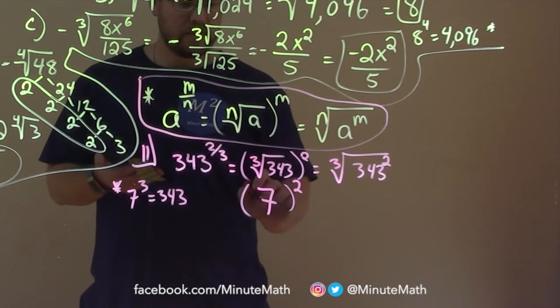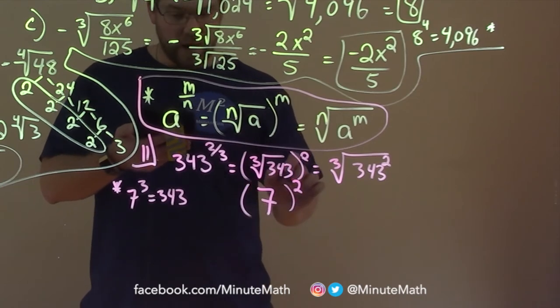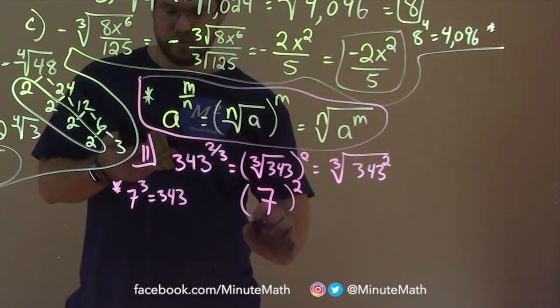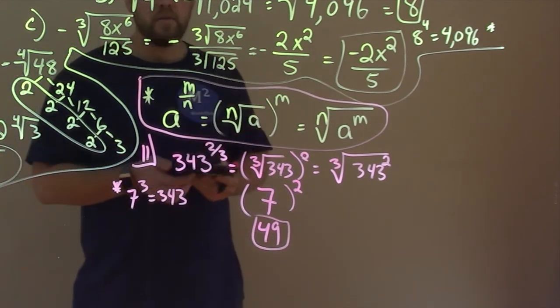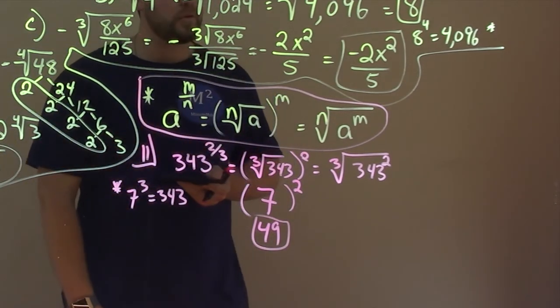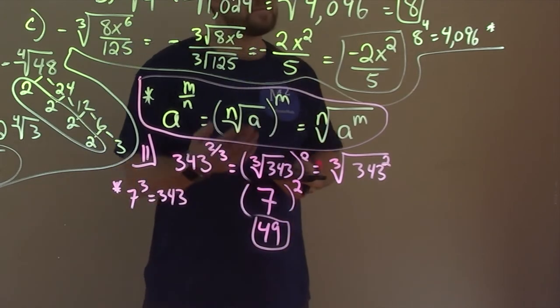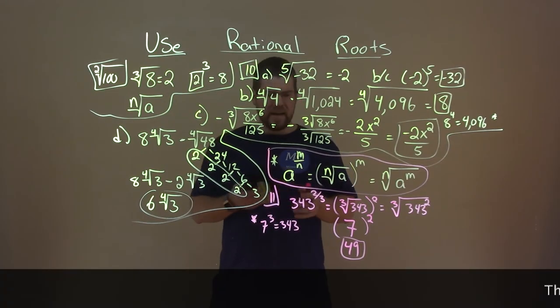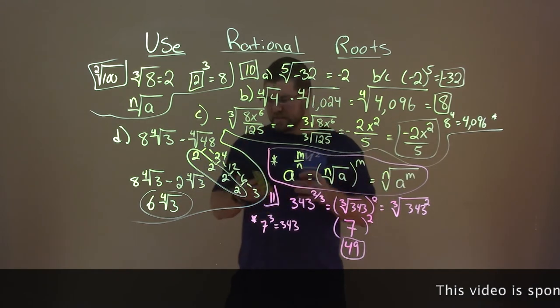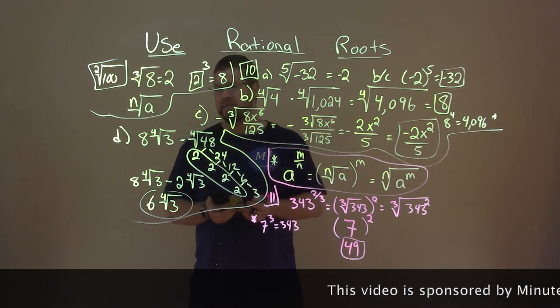And then we still have that squared here. So we're kind of working down. We have 7 squared, and 7 squared is just 49. So this wasn't actually too bad because we knew our rule. This 343 to the 2/3 power ends up being just 49 as our final answer. So sometimes these rules can help us simplify and whatnot.